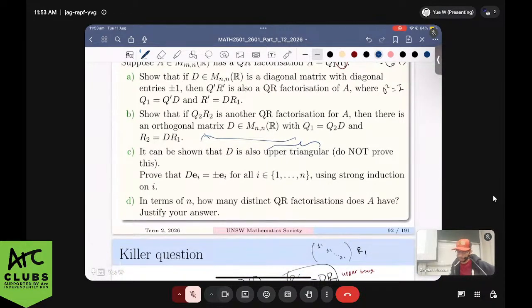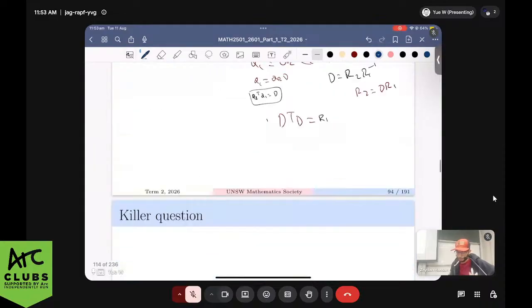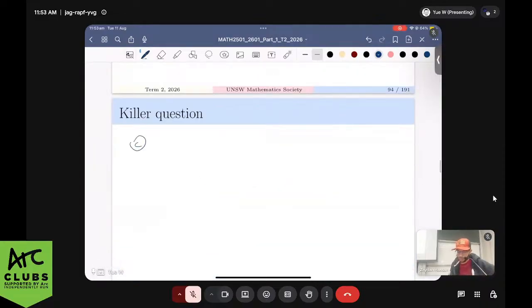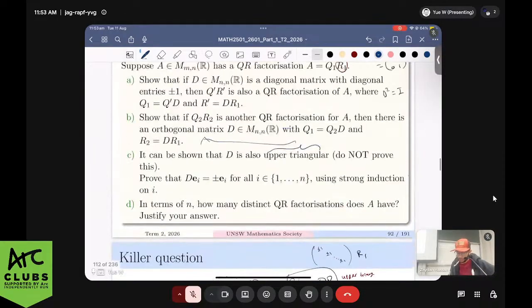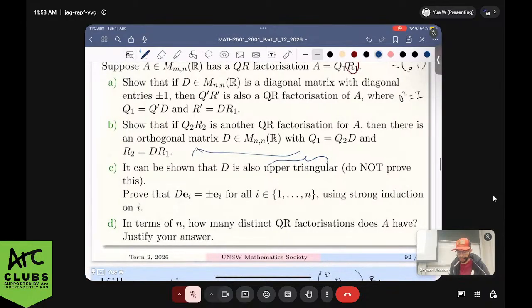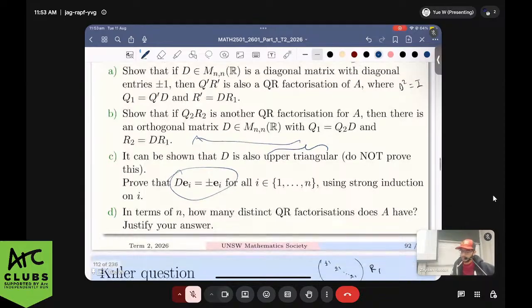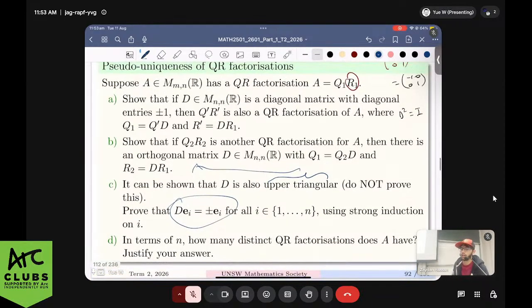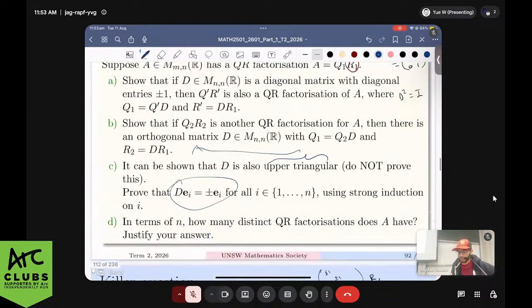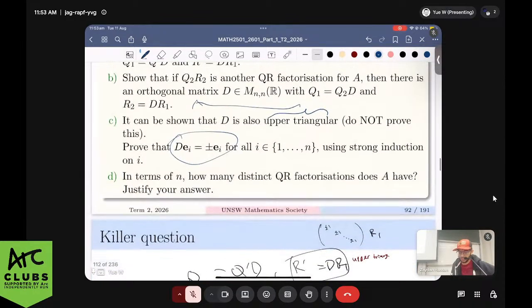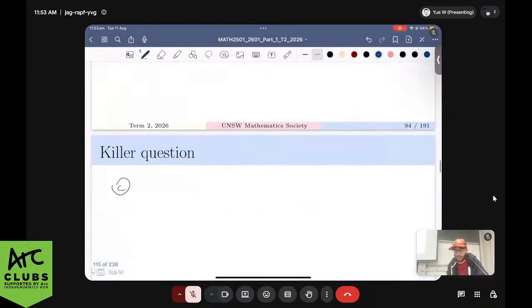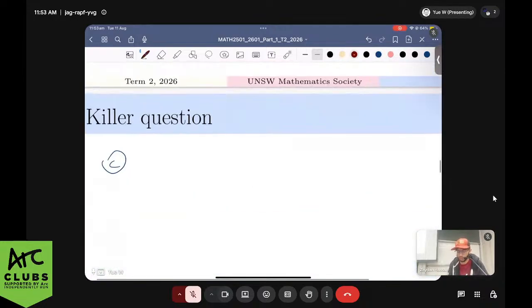Yeah, okay. Now let's move on to part C. Part C is an induction proof. Prove that DEi equals plus minus Ei for all i in this using strong induction. So this is actually proving that D has to be this diagonal matrix with plus minus ones on the entries. Okay, I'll almost leave this up to you, but I'll just go through an example and that will probably give you some intuition for the proof.